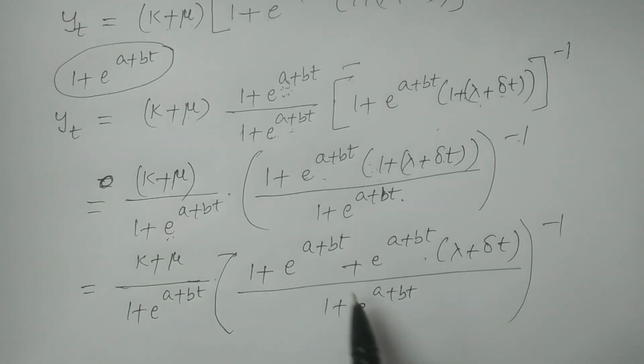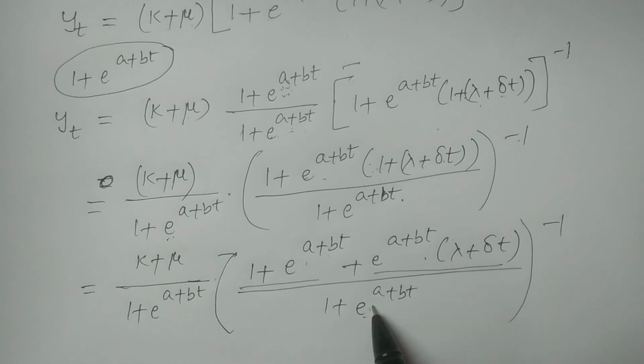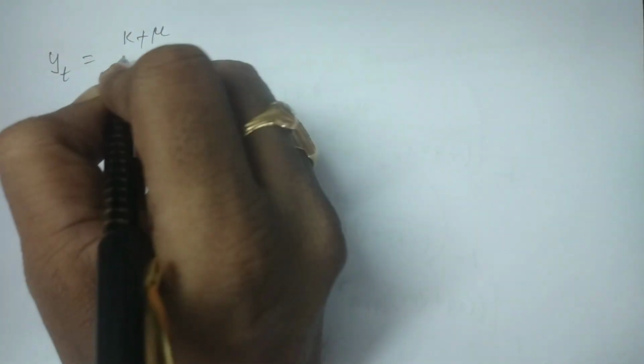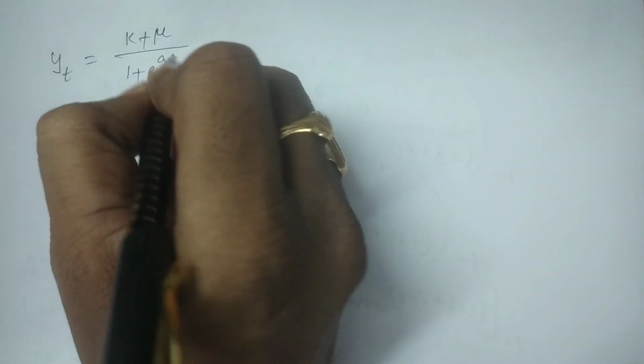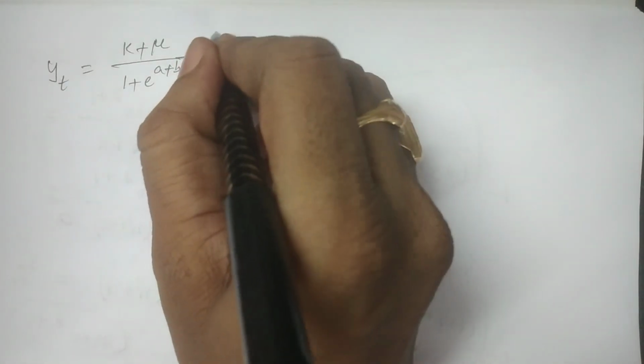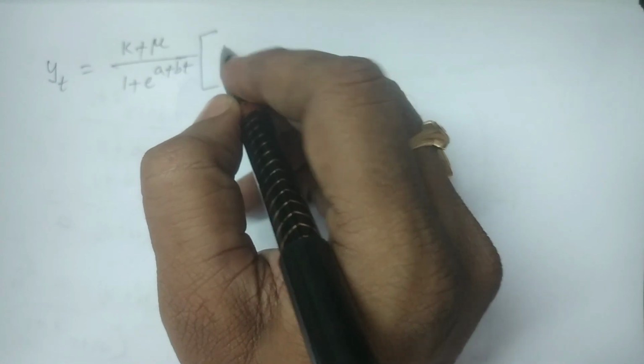Now you see, if you consider this is x, this is y, x by x is 1, plus this by this. That's all, right? One more time, I write on the next page. Hope you understand this. This is yt. Therefore, our yt is equal to (k plus mu) divided by (1 plus e power a plus bt), multiplied by this term, (1 plus e power a plus bt) divided by (1 plus e power a plus bt), which will get cancelled.